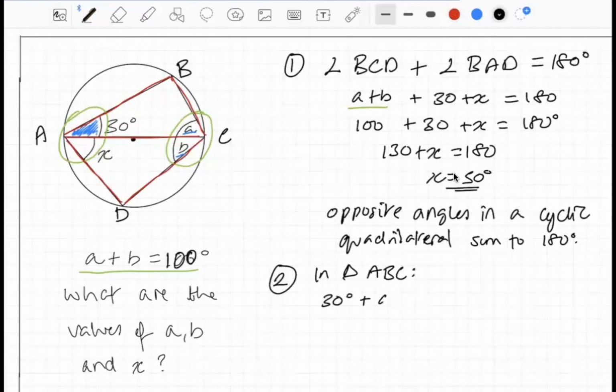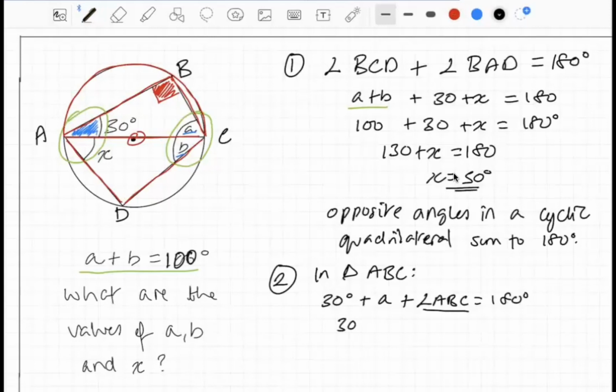So 30 degrees plus A plus angle ABC equals 180. Now, what is angle ABC? ABC is going to be 90 degrees. Why? Because of another circle theorem rule, which states that the angle in a semicircle, like so, because this is the center, the angle in a semicircle is 90 degrees. So ABC is going to be 90 degrees.